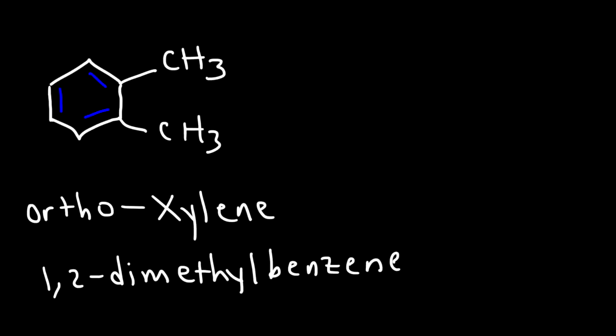So let's call this carbon 1. This will be number 2, 3, and 4. So with respect to the first methyl group, the second methyl group is at the ortho position. Ortho is 1, 2. Meta is 1, 3. Para is 1, 4.